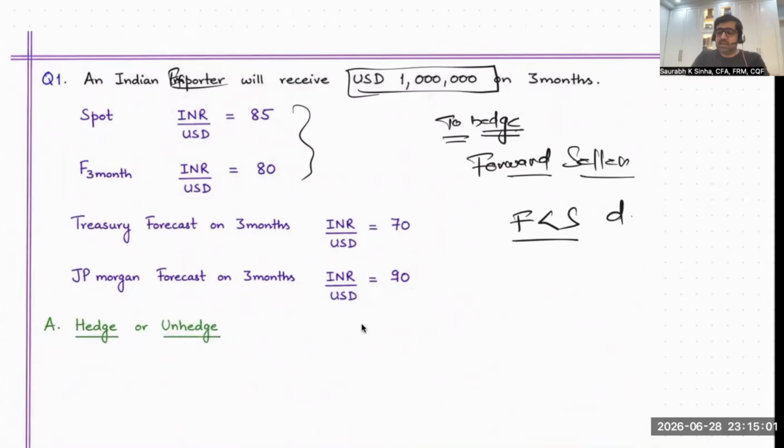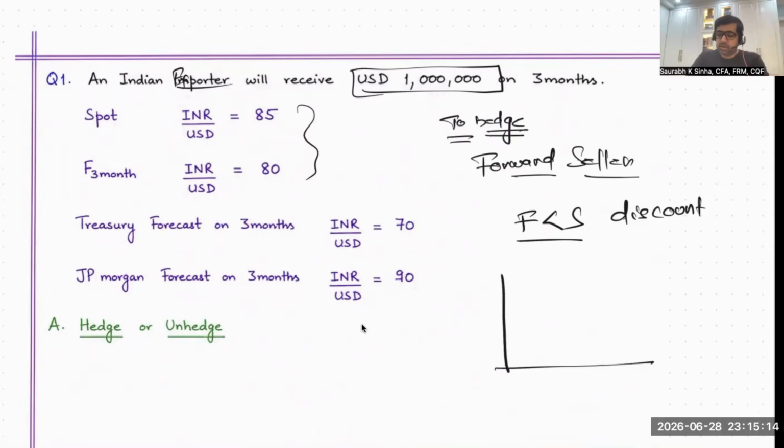If you see this, you could have guessed that this is at a discount. If this is at a discount, definitely you're going to have a negative roll yield, because this is the spot and this is the future. It will converge to spot. You should have bought USD, but because you have to hedge, you have to sell USD to hedge your exposure to USD. You cannot do anything about it. You have to enter as a seller. So there will be a negative roll yield.